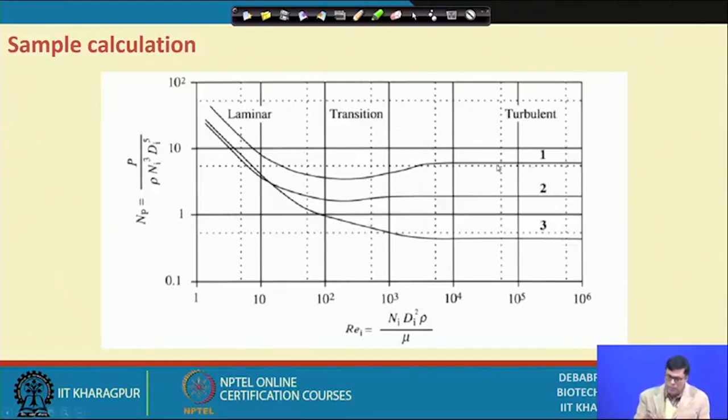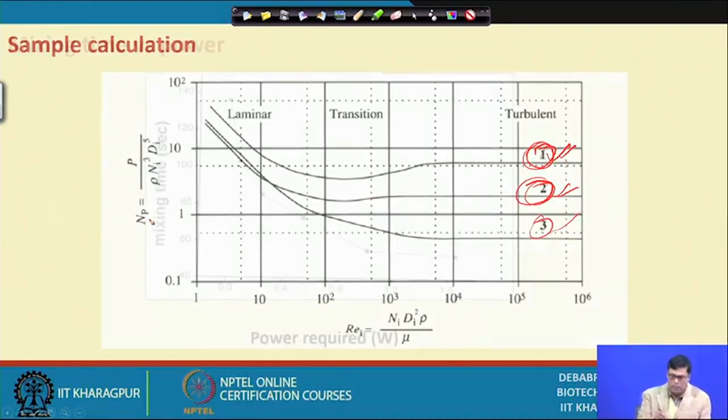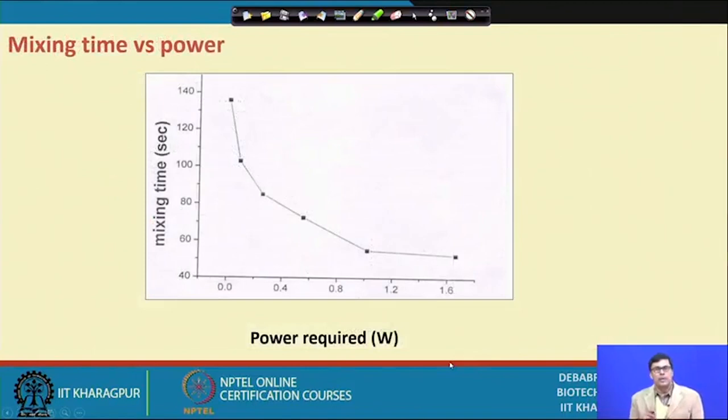Now, different types of impellers have different types of patterns. Let us assume this one might be applicable for a propeller and another impeller may be a paddle type. So, as per our requirement, if you know the Reynolds number, we can correspondingly find out the power number. Then we can calculate using this equation. I have shown you the calculation.